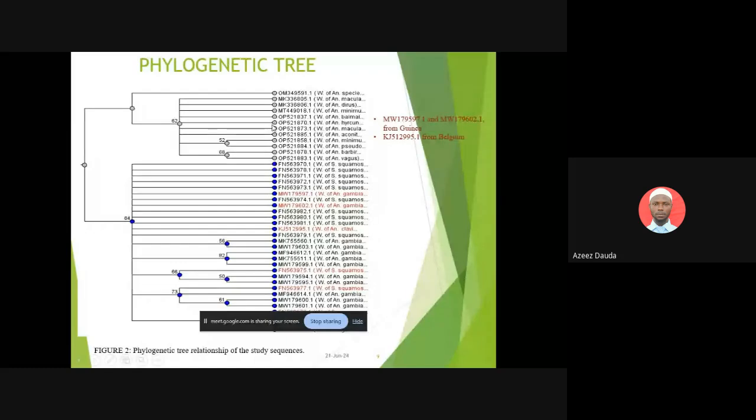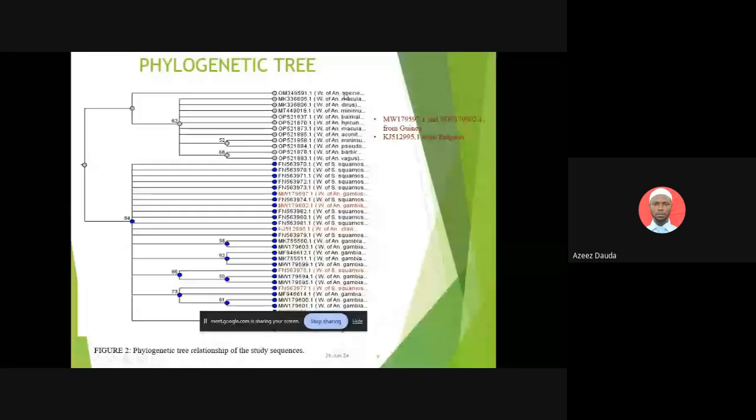However, if we start with the clade that we have here, you can see we have almost all Anopheles gambiae, the first 12 that we have here. But Anopheles gambiae finds its way down to the Wolbachia sequence of Simulium squamosum, which is from Ghana. And the first two red here were from Guinea, while the sequence that ends with 995 is also from Belgium.